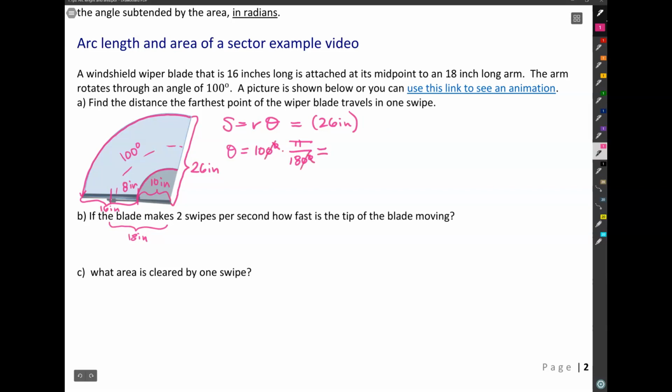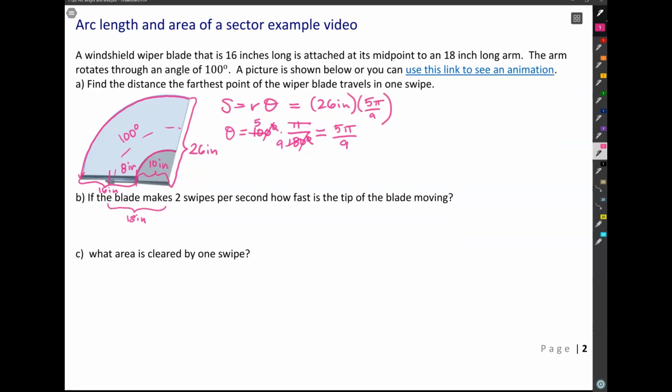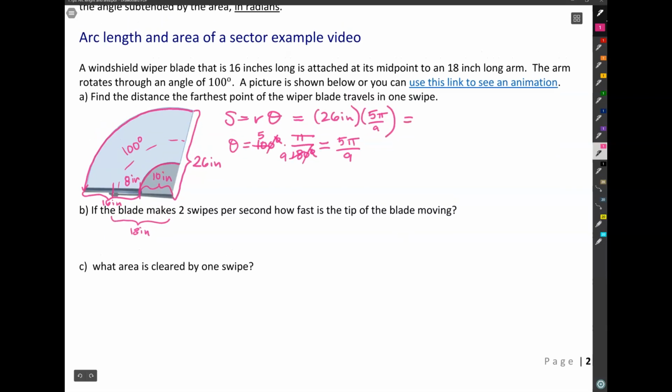So I can cancel out my degrees, which is excellent. I can knock out a 0, and then 10 over 18, I can cancel 2 out of that and make it 5/9. So I get 5/9 pi, or 5 pi over 9. And that will give me the distance that that far point is moving.